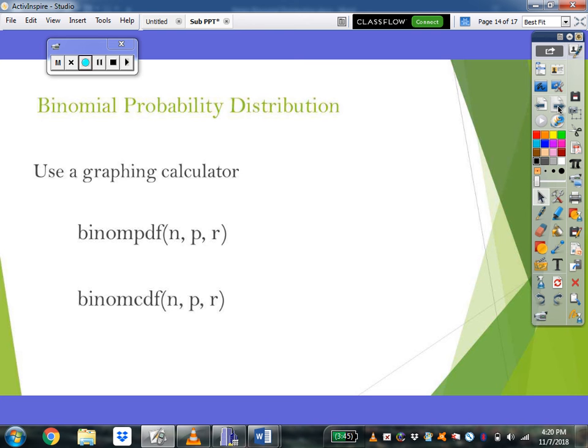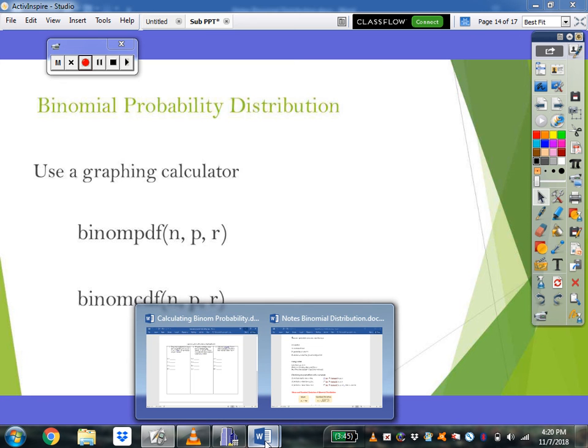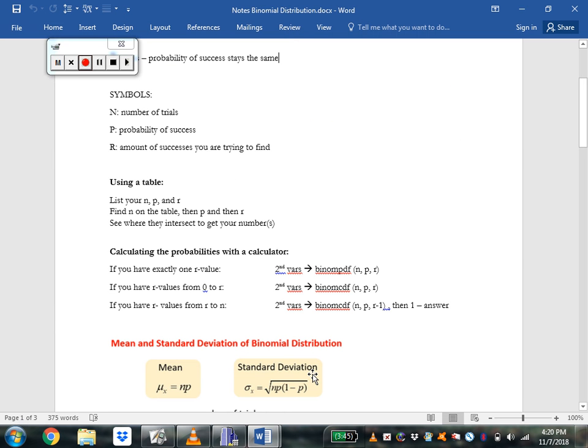But what I want to talk about is using a graphing calculator. So you either have binompdf(n, p, r) or binomcdf(n, p, r). On your notes page you have these. It tells you exactly when to use which. If you have one r value, you're going to use the binompdf. If you have r values that range from 0 to r, you're going to use the binomcdf. And if you have r values that range from r to n, you're going to use the binomcdf as well. This is going to make more sense to you when we actually go through an example, but kind of just preview it.